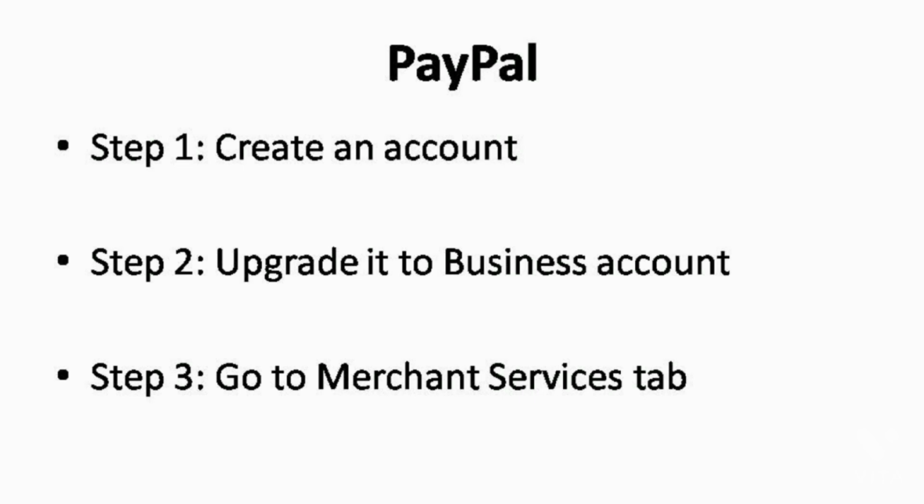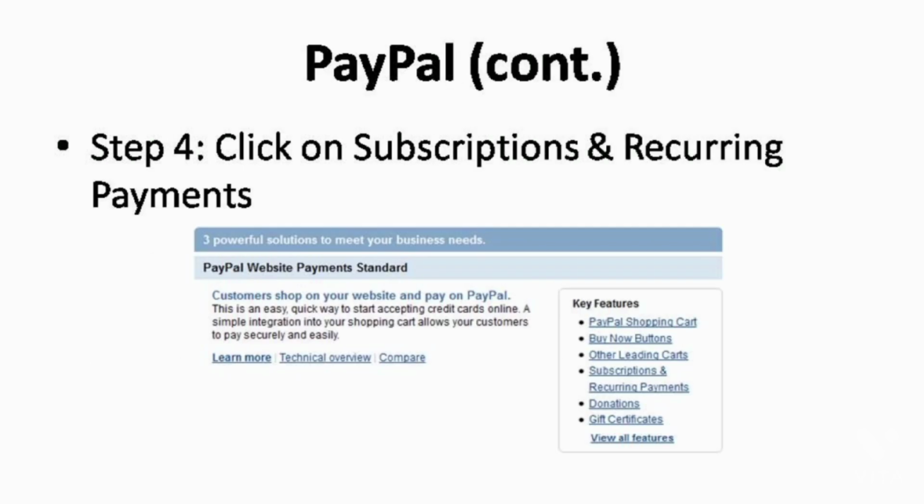And once you're done with the upgrading, go to the Merchant Services tab on top of the user dashboard. It's the 4th tab on the top. You will be directed to this page, where you could see the 3 powerful solutions to meet your business needs. Look at the Key Features column and click on Subscriptions and Recurring Payments.